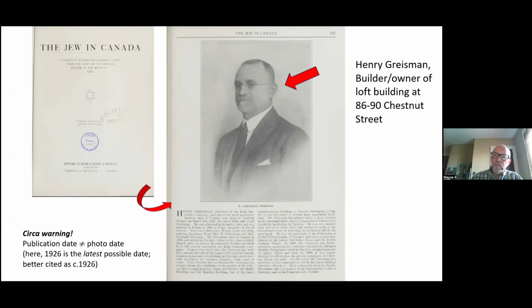And how do I know this? When I went through the book, The Jew in Canada, I found many images of other people who died long before 1926. And so those photos and paintings and sketches had to be created at an earlier date, but the book did not cite when those images were made. And that's why circa 1926 is a much more reliable way of citing the source.